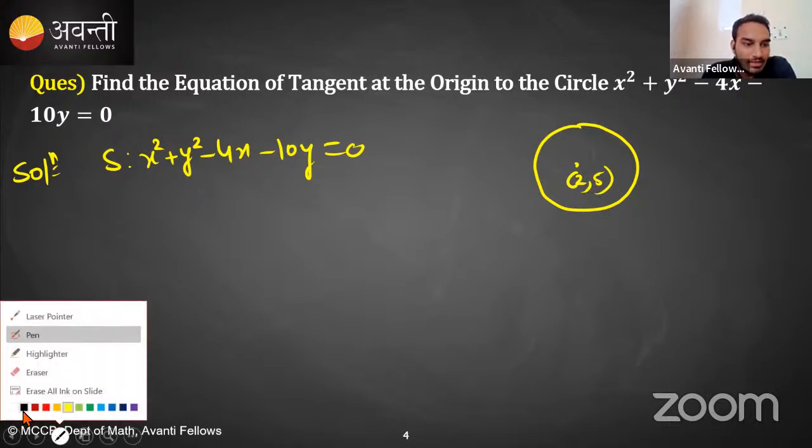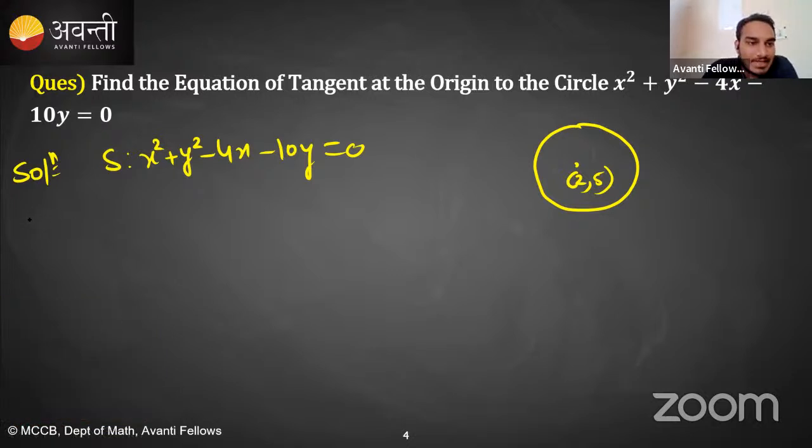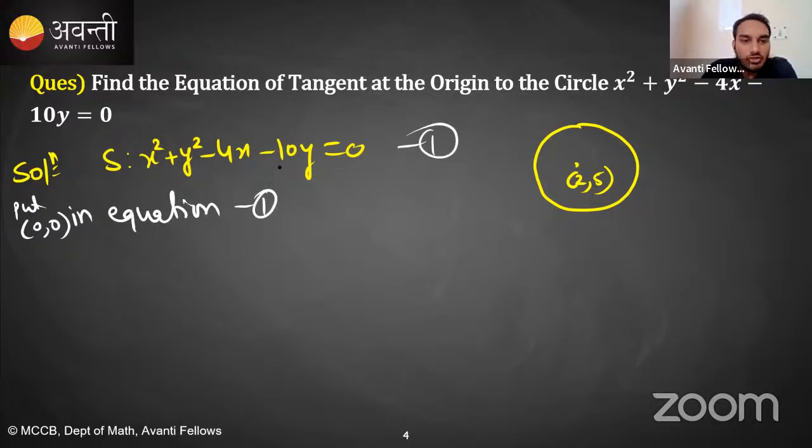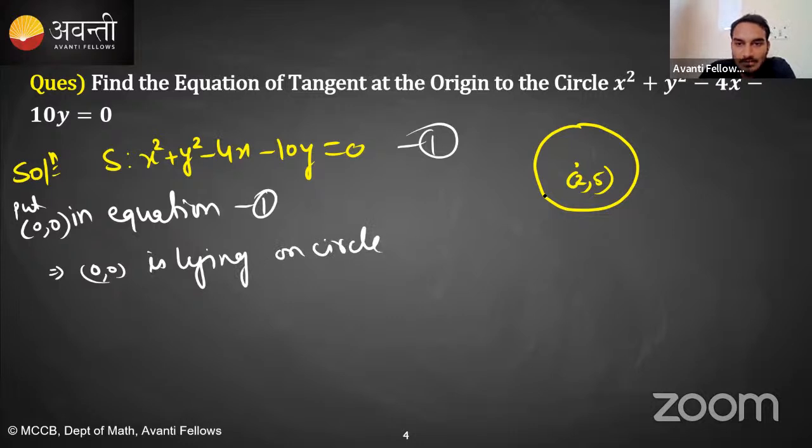Now check (0, 0): put (0, 0) in equation 1. It is clearly satisfying the equation. So it implies (0, 0) is lying on the circle. Let's say maybe this is the point (0, 0). So how can you write the equation of tangent?